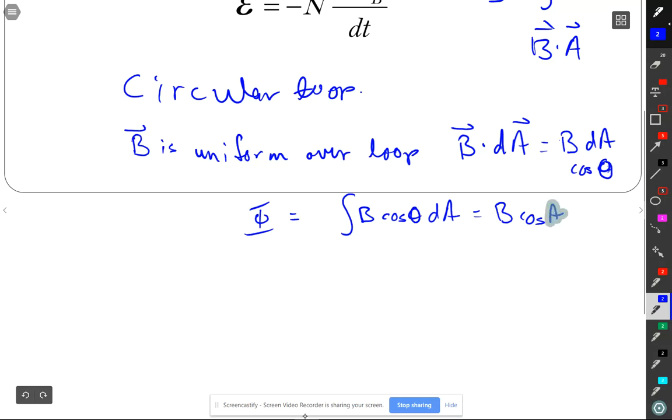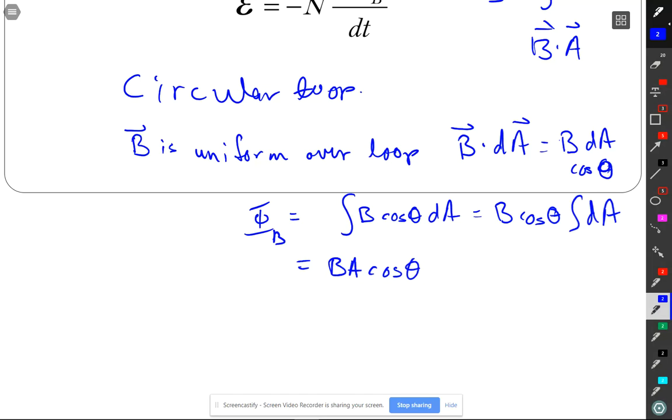Oops, that's a theta, not an A. But then what is the integral of dA by definition? A. So for anything we're doing in this class, the flux is going to be BA cosine theta. There are situations where it doesn't have to be that. But for this class, we're going to take a uniform magnetic field over the range of the area. And so it will, without having to do any calculus, become this.